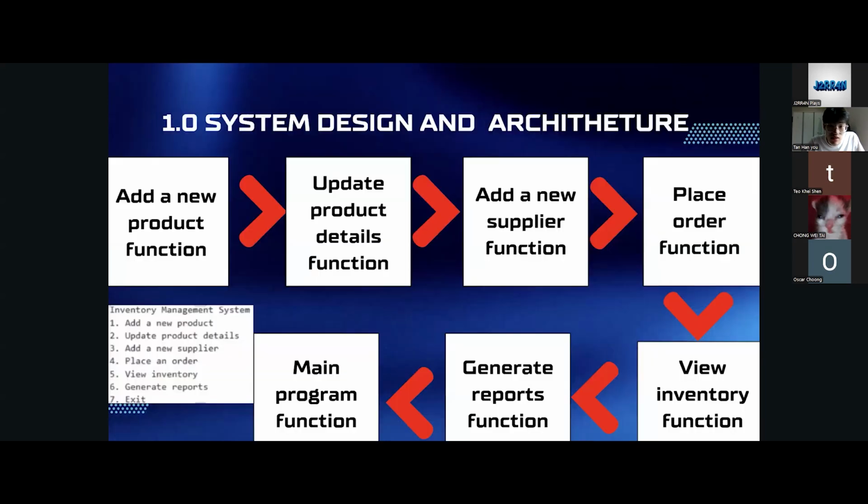Okay, next slide. This is our system design and architecture. First is the add a new product function, then the update product details function, and the add a new supplier function. Next is the place order function and the view inventory function, then the generate reports function and the main program function.